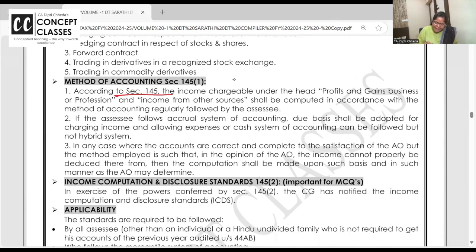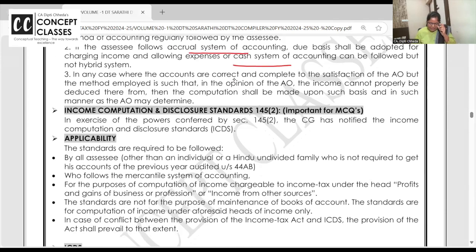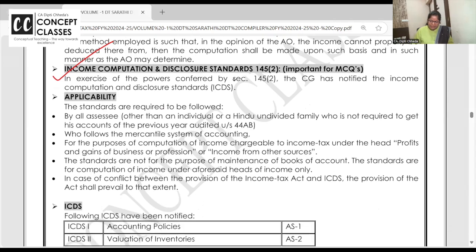Now, very important is while you compute business income under section 145, either you are going to follow accrual system or cash system. You can't follow hybrid system. In accounts, like we have accounting standards, in audit, like we have standards on auditing. Same way, here you have ICDS, Income Computation Disclosure Standards. Okay, right. So there are 10 income computation disclosure standards which are to be followed by the SSE while computing his business income and income from other sources. Rest all other incomes, it's not applicable. So only from applicability MCQs are asked.